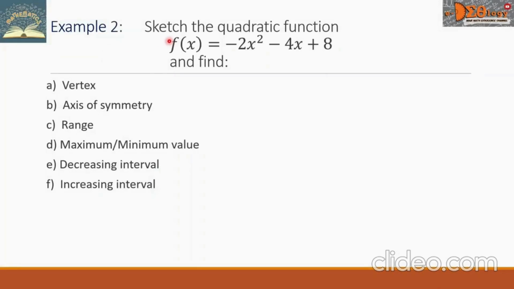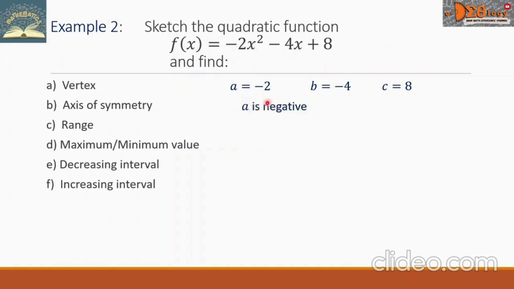Example 2. Sketch the quadratic function f of x equals negative 2x squared minus 4x plus 8 and find these 6 details. First, let us collect the values a, b, and c. A is the coefficient of x squared. We have here negative 2. B is the coefficient of x, so the value is negative 4. C is the constant 8.